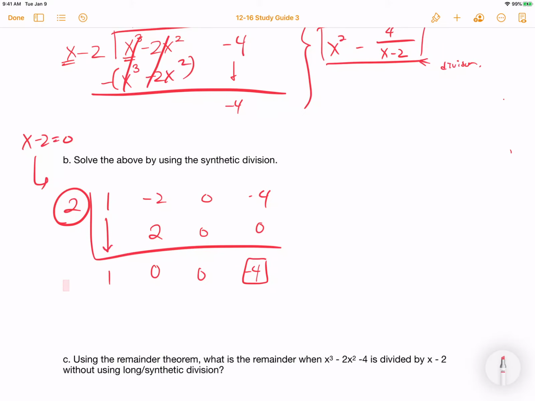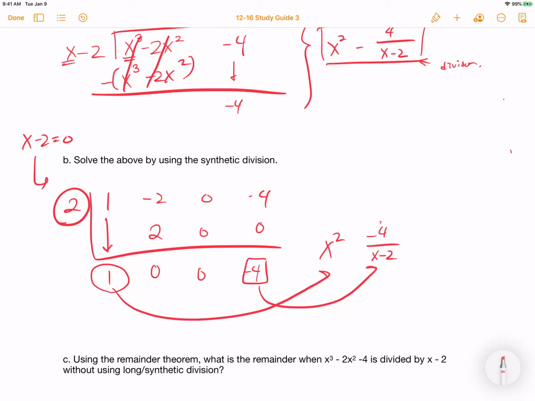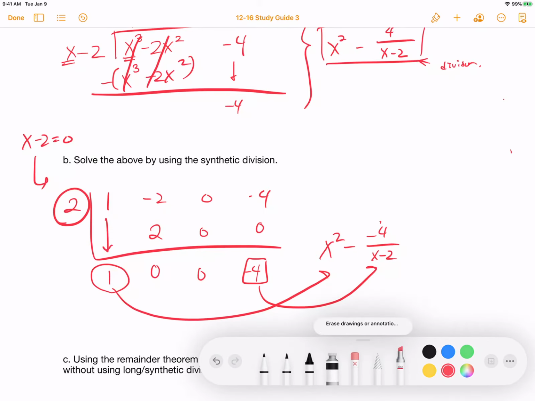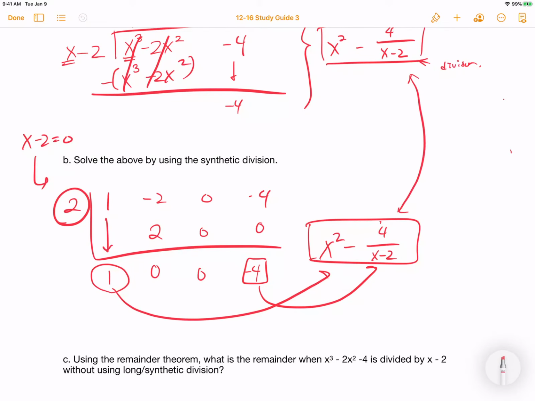So again, you get the same thing where this was just simply x squared. This means a remainder of minus 4. Put it over our divisor and say x minus 2. I think the better way to put it is like this. So there we go. So we should be able to get the exact same thing for long and synthetic division.